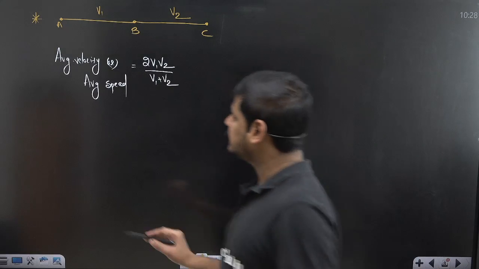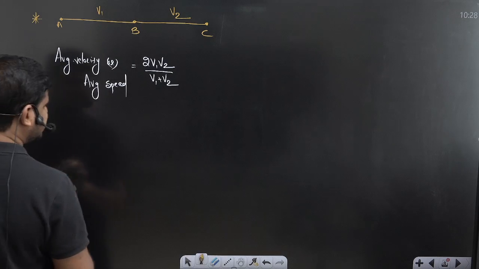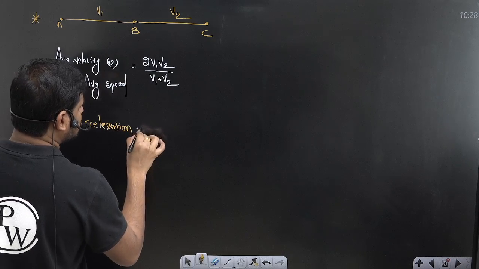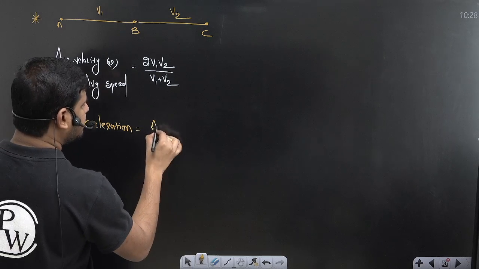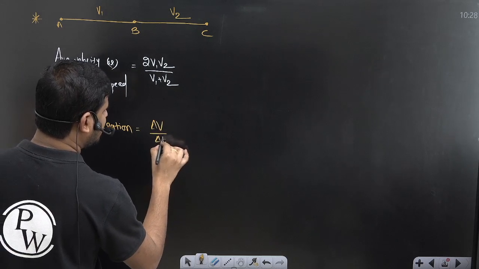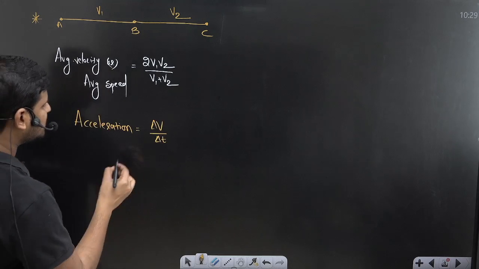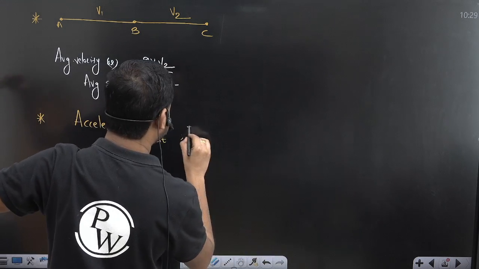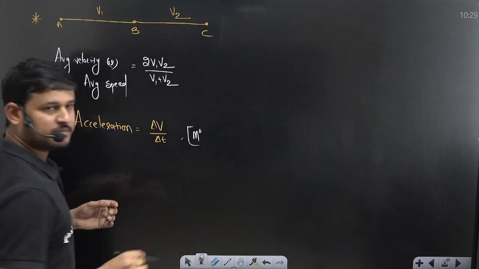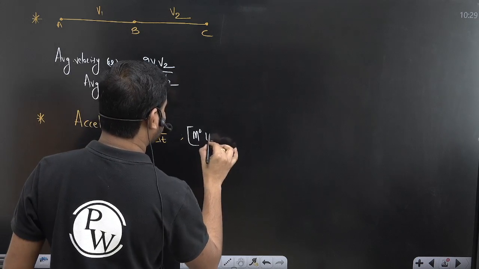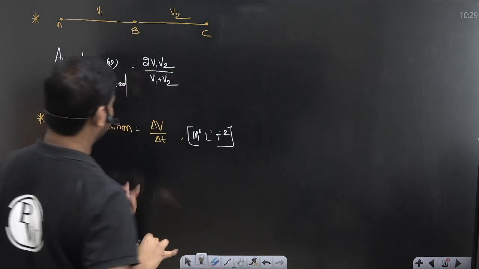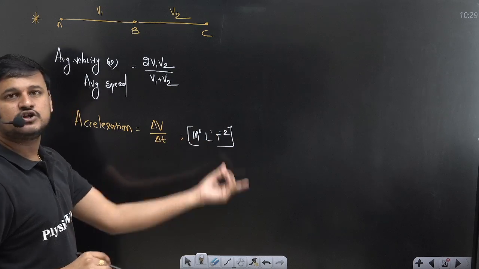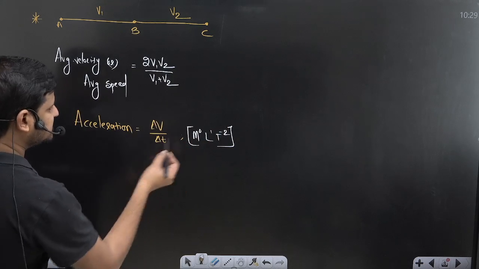Now later we discussed acceleration. What is acceleration? Acceleration is equal to the change in velocity by time, yes or no? And what are the units? We know the units are meter per second square. And what is the dimensional formula? Let's write along with me: M to the power 0, L to the power 1, T to the power minus 2. Meter means L to the power 1, second square means T to the power minus 2. So this is the dimensional formula.